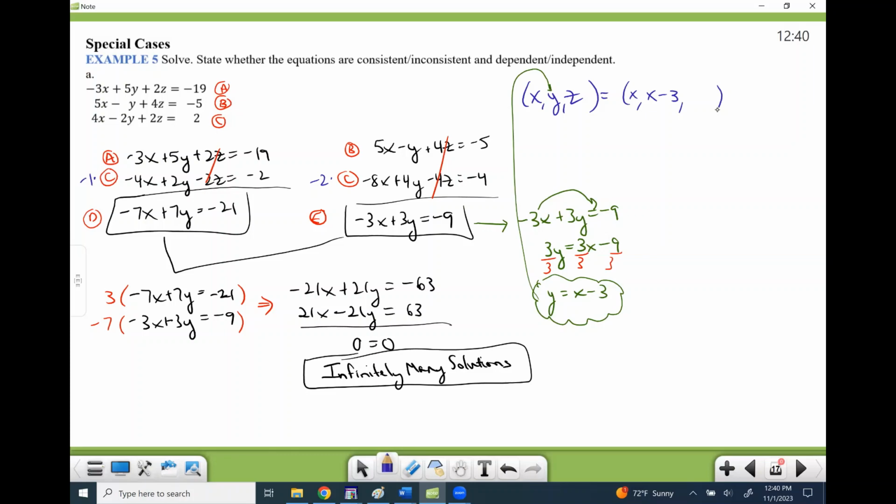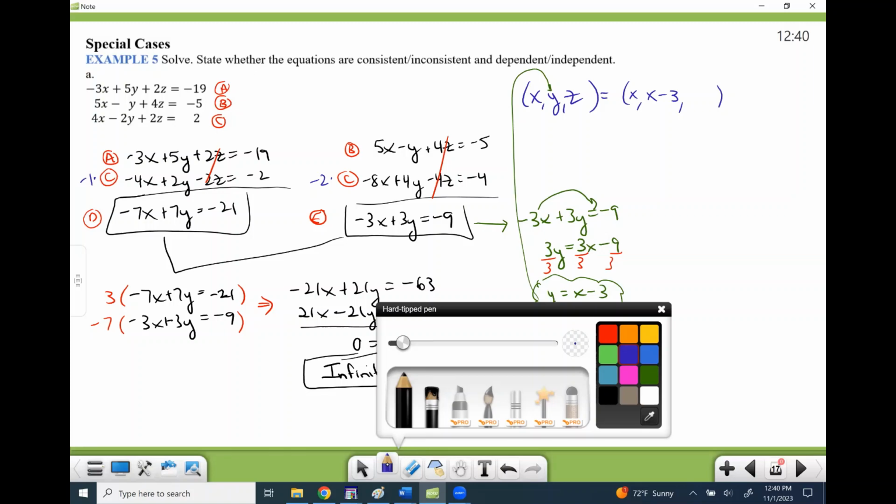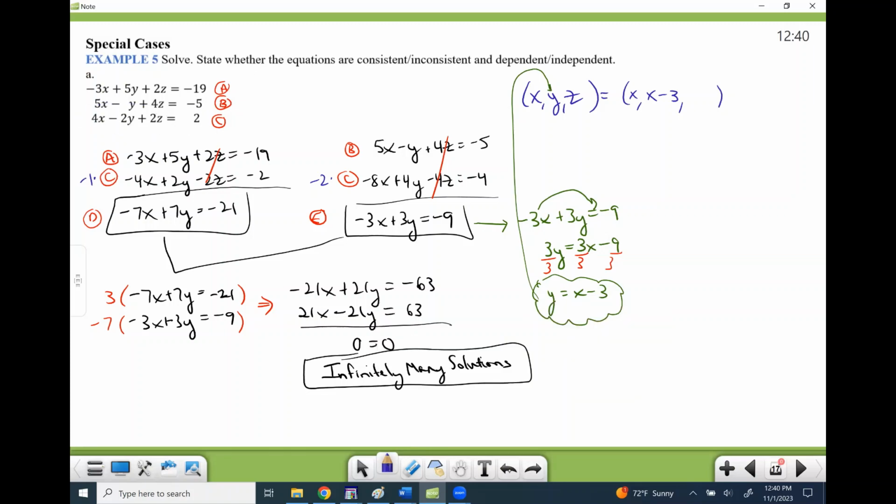So let me go to an equation, and it doesn't matter which one, okay? Let's say that I just pick C, because of all the equations in the beginning, C seems to have the smallest numbers to me. So let's say I pick that one, okay? So 4x minus 2y plus 2z equals 2. So what we're going to do is I have to try to get z in terms of x, okay? So I'm going to go ahead and try to replace this y with what we know y is. Y is really x minus 3.